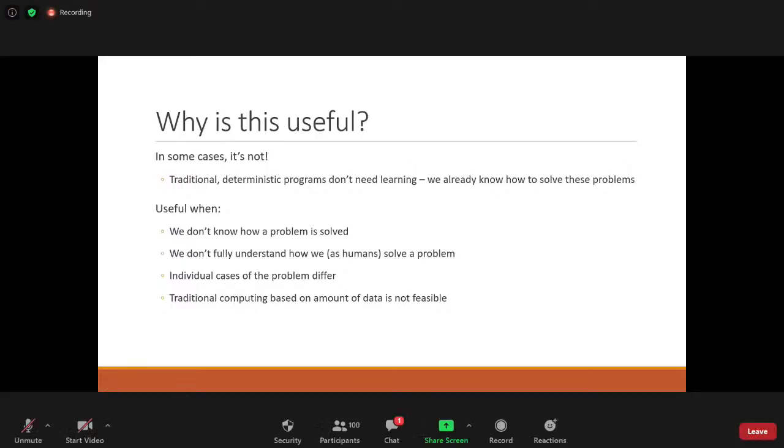So as I was saying, machine learning is useful when we don't know how a problem is solved. It's also useful when we don't fully understand how we as humans can solve a problem. So a good example of that is recognizing speech in sound. Now, whenever we hear a word like cat, we understand what that means, but we may not necessarily understand how we know what that means. In this case, machine learning can help us figure out ways to create an algorithm to solve these problems, even if we do not know the clear-cut rules of defining that problem.